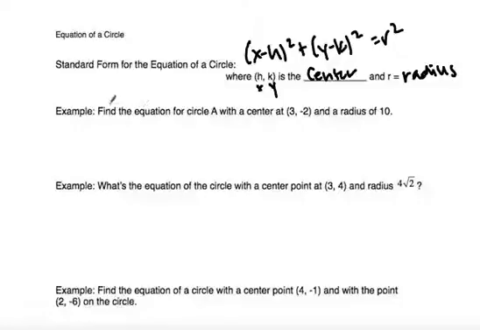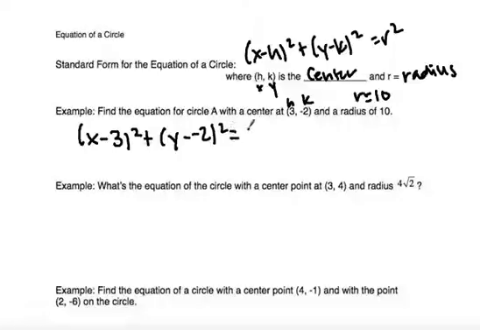In the first example, you need to find the equation for circle A with a center at (3, -2) and a radius of 10. Remember that your (h, k) is your center, so your first number is your h and your second number is your k. Your radius is 10, so r equals 10. All you have to do is plug it in just like it says: (x - 3)² + (y - -2)² = 10².